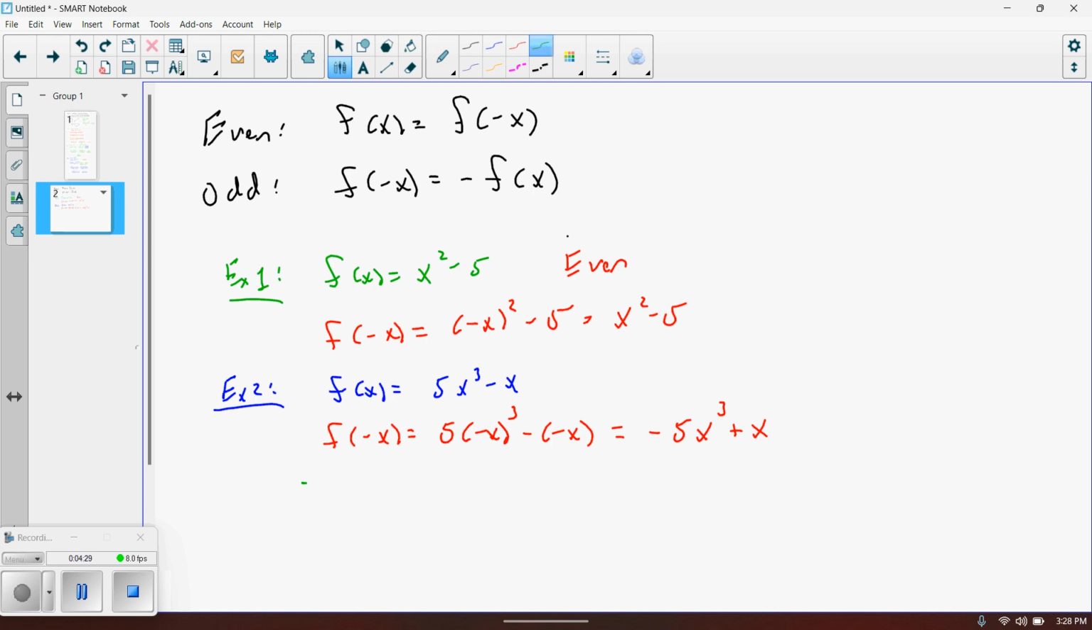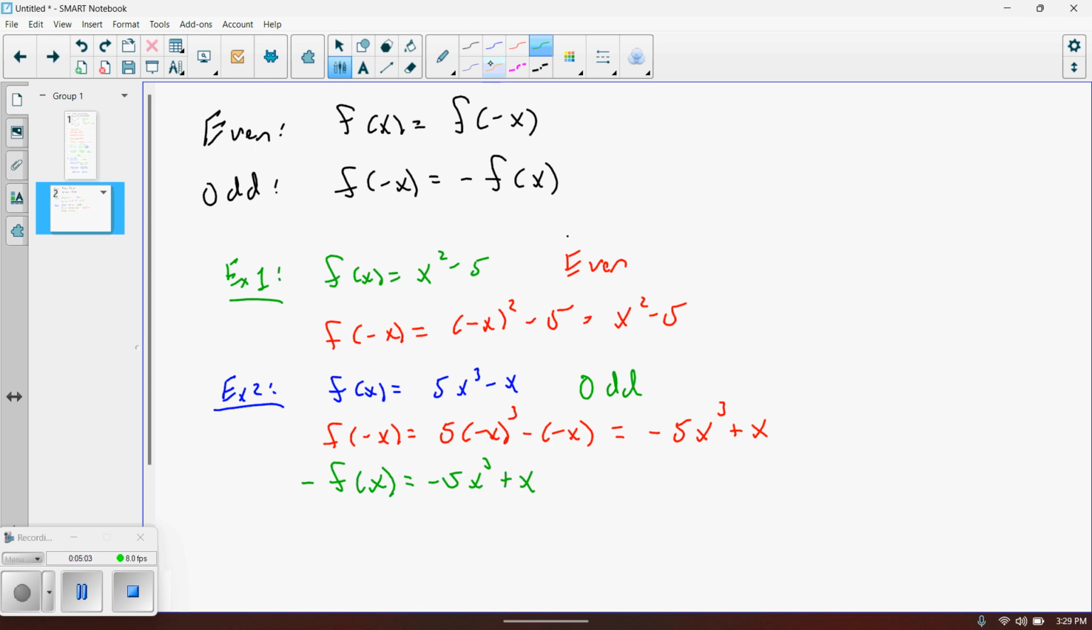Now we're going to check to see whether it is odd. That means we need the negative of f of x. The negative of f of x in the case of a polynomial literally just means you're multiplying every term through by a negative sign. So you're going to get negative 5x cubed plus x. And indeed, that is the same as f of negative x up there in the red. So these two things are the same, which means that this is an odd function.